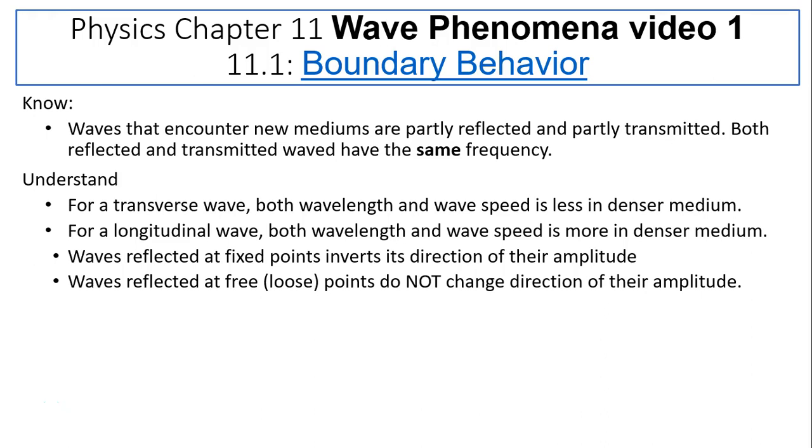Understand, for a transverse wave such as light, both wavelength and wave speed are less in a denser medium. For longitudinal waves, such as sound, both wavelength and wave speed are more in a denser medium. Understand waves reflected at a fixed end invert the direction of their amplitude. On the other hand, waves reflected at a free point do not change the direction of their amplitude.